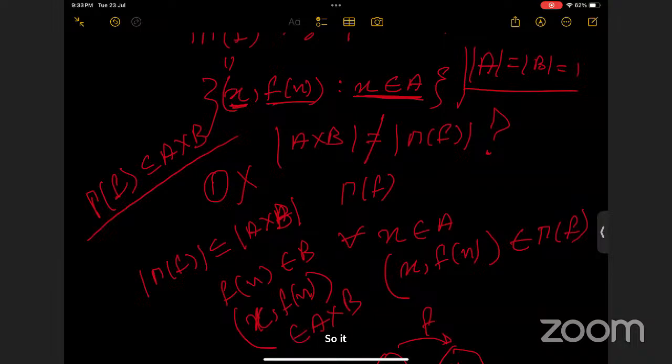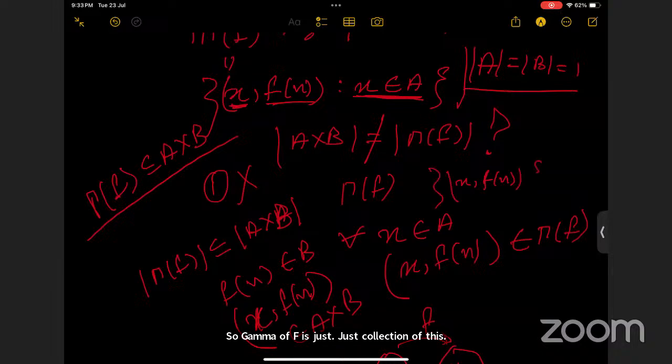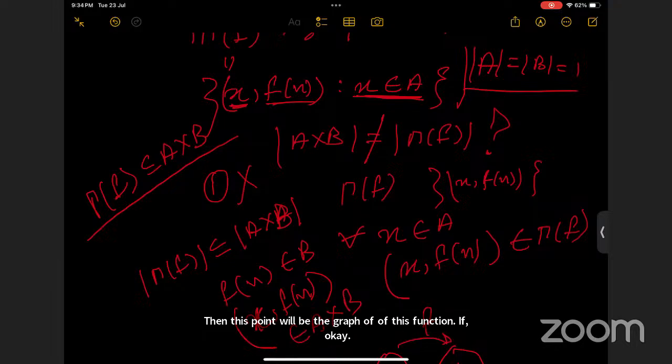But ma'am, it won't be a graph, right? Why? It will be a point, right? So gamma of f is just a collection of these points. Now, if we have one point in our domain and one point in our codomain, then we have no other option than one point. Then this point will be the graph of this function f. Okay.